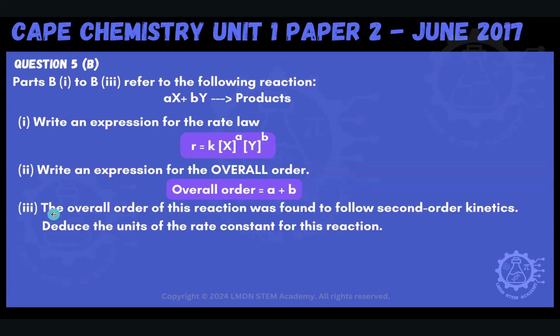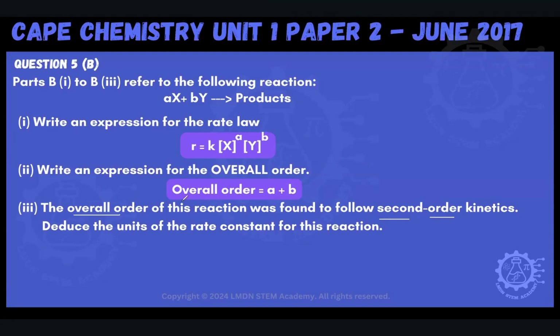Now, we're being told that the overall order of this reaction, which has this rate law, was found to follow second order kinetics. Second order kinetics, the overall order. So now we're being asked to deduce the units of the rate constant for this reaction. Okay, so let's take some notes here. We're being told that the overall order follows second order kinetics.